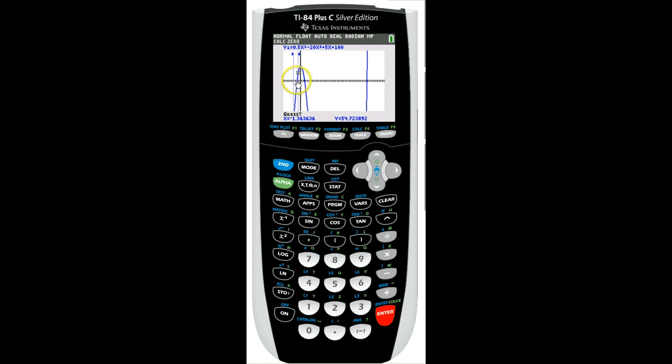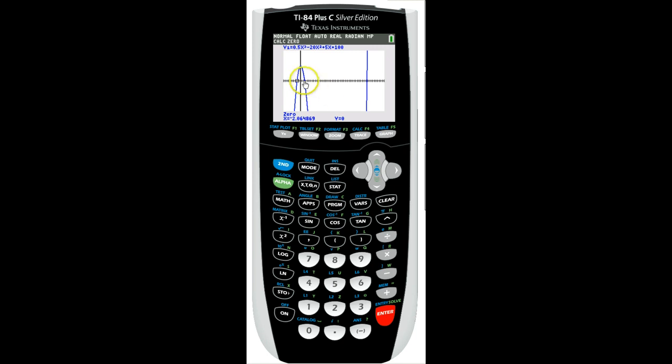So basically we've chosen a left bound and a right bound so that the x-intercept lies in between these two values. And so for the guess, as long as there's only one x-intercept in this region that you've chosen, you really don't have to move the cursor for the guess. You can just press enter, and it calculates the x-intercept and tells you the zero is approximately negative 2.06.